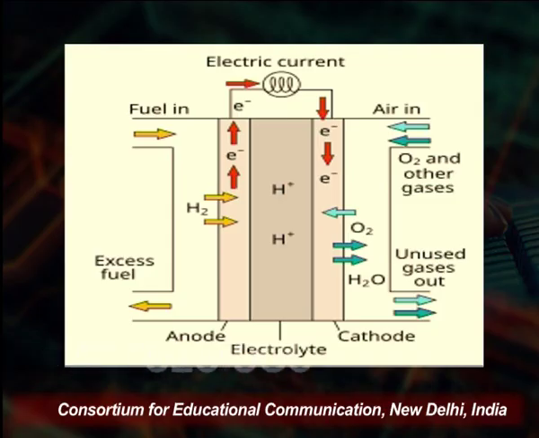Now, the anode is on the left hand side and the cathode on the right, with the anode having the hydrogen. In between that there is an electrolyte, and excess fuel will be obtained.